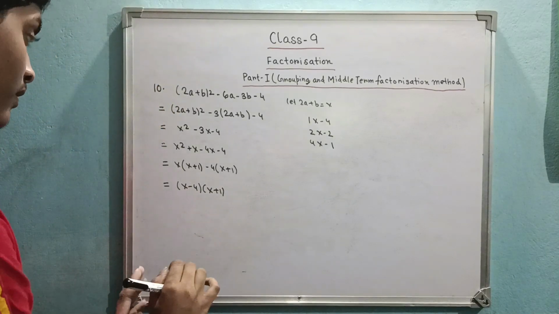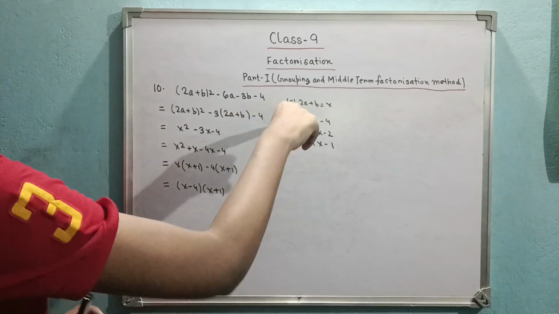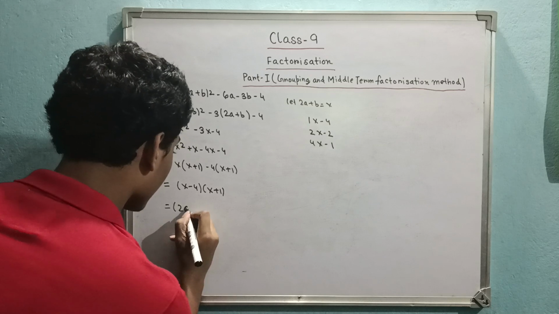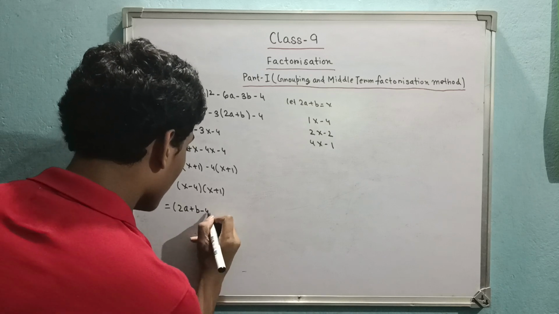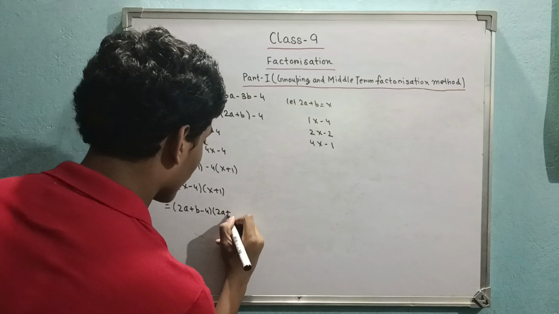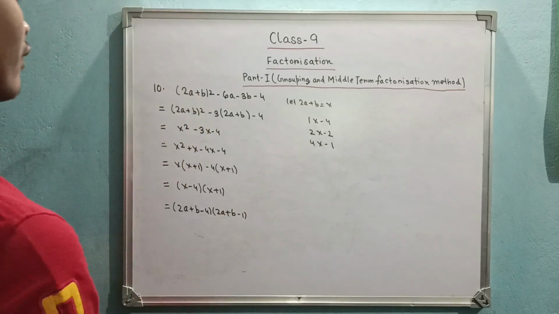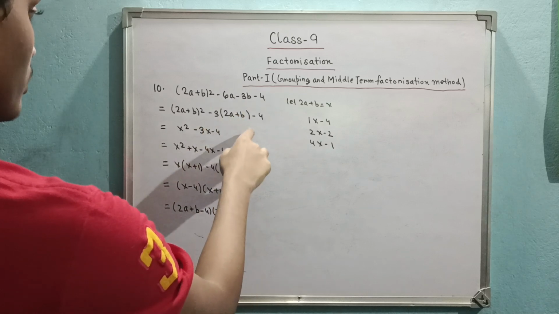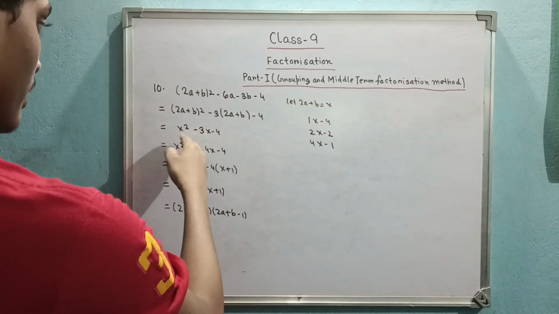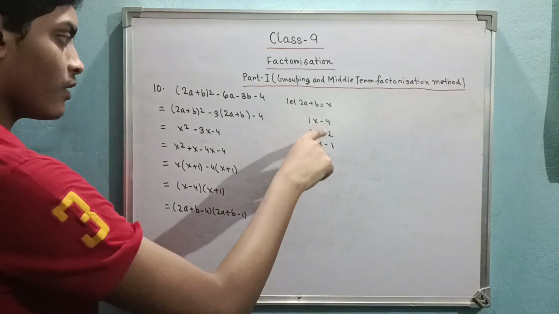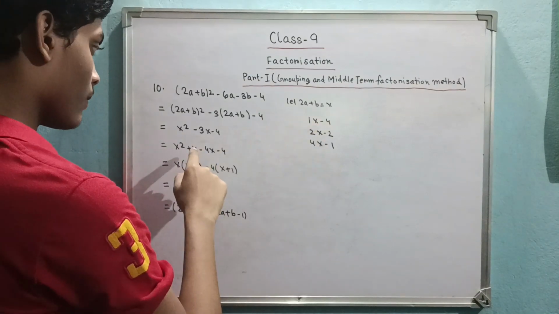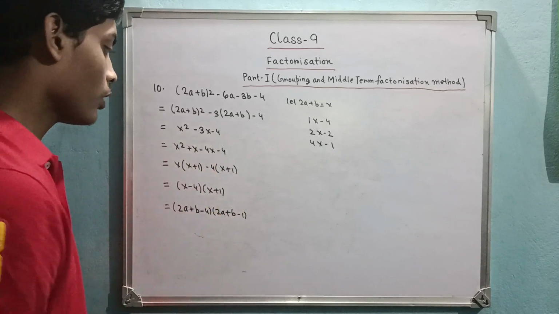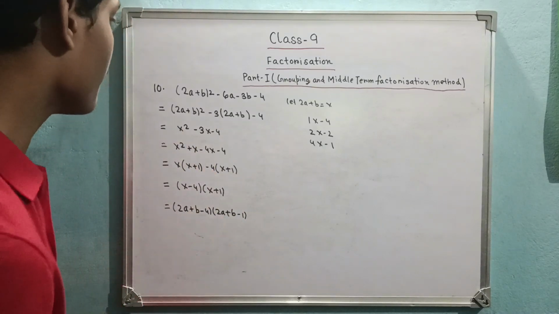But this is not the answer. We took x as 2a plus b. So we will now write this as (2a plus b minus 4) into (2a plus b minus 1). At first it seemed like a confusing sum. But we took the correct value as x, got the equation, and then we saw how minus 4 can be made. 1 minus 4 is minus 3, 1 into minus 4 is minus 4, and then simply doing grouping. So this is the answer.